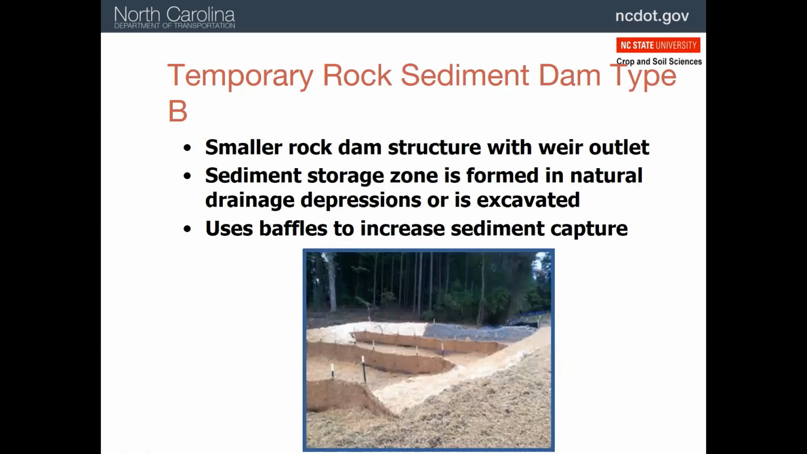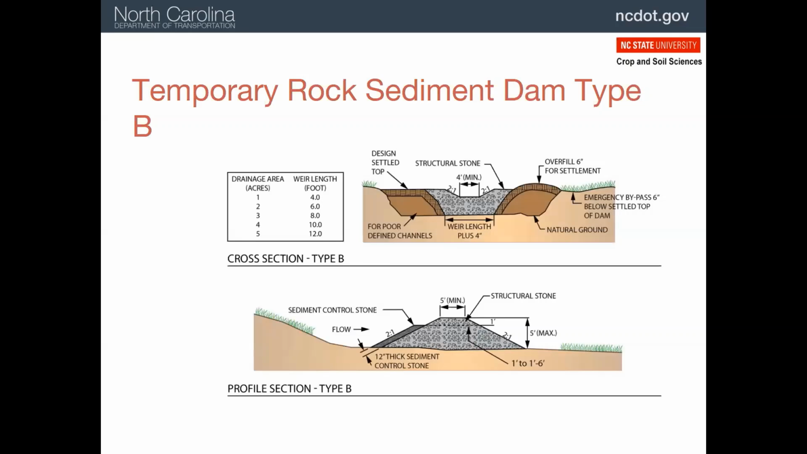So the type B dam is similar, just used on smaller areas. So it uses a smaller rock structure, but basically the same thing, where we've got a face of 57 stone to slow the water and drop out the sediment as much as possible. Again, here's our cutaway of the type B dam.